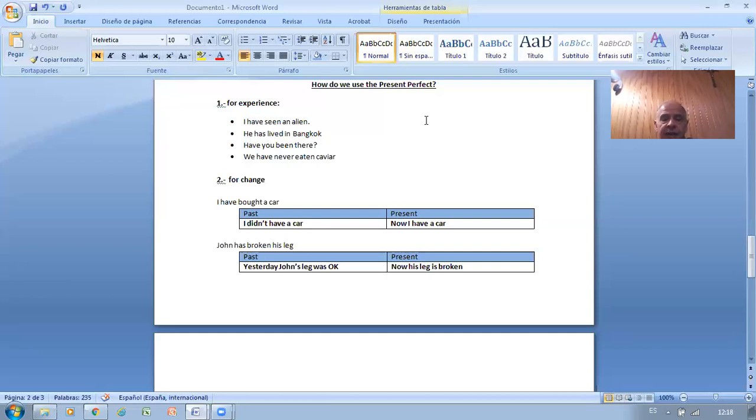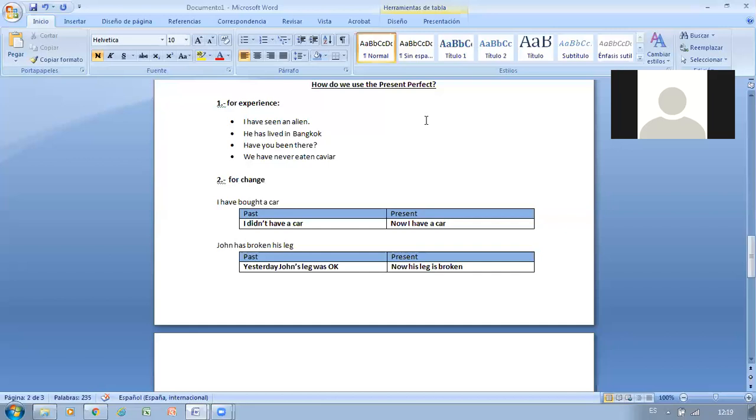John has broken his leg. Yesterday, John's leg was okay, but now his leg is broken. So you say John has broken his leg. Be careful, because in Spanish, how would you say that? I have bought a car. Me compré un auto. But me compré un auto is just past tense.